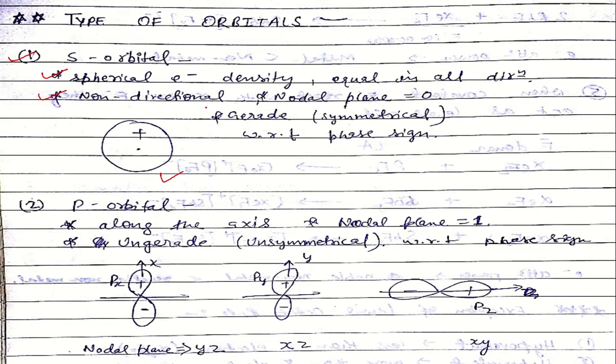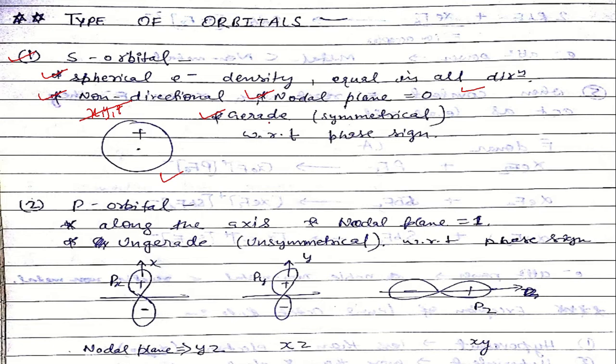The orbital is non-directional. That means we cannot say that the electron density is directed along a particular axis, say x, y, or z axis. It's not. And we have zero nodal plane in the s orbital. Nodal plane means the plane along which the probability of finding an electron is zero. We see that electron density is seen in all directions equally. So we have zero nodal plane.